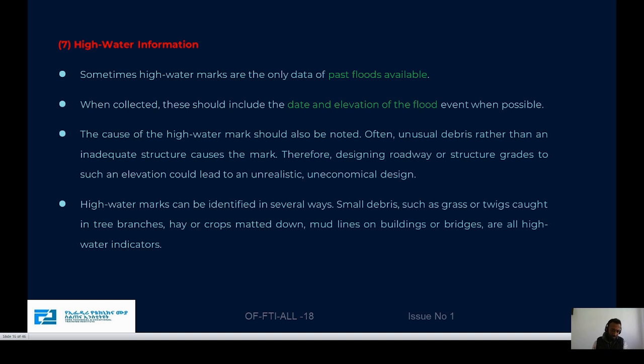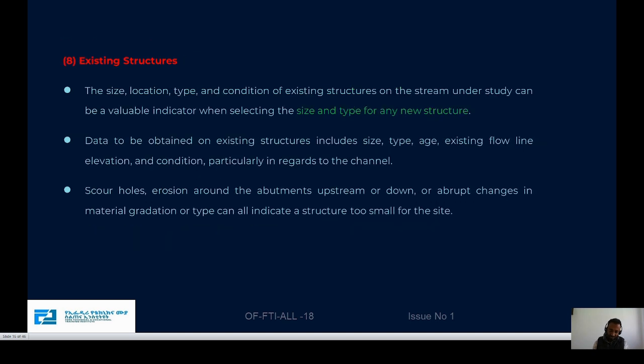So the high water marks are identified in several ways. For example, small drips occurring on the structures, and also things such as grasses in tree branches, and also mud lines on the buildings or the bridges indicate the height of the water marks.